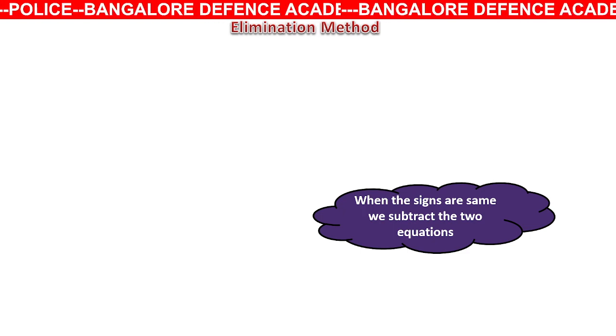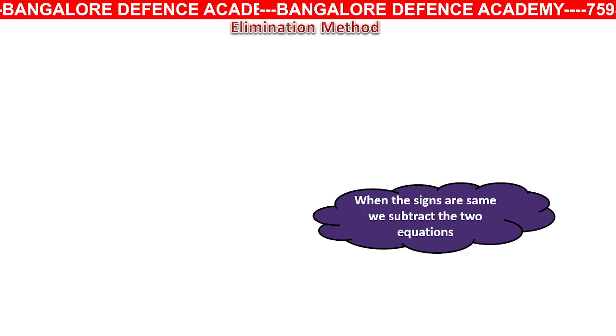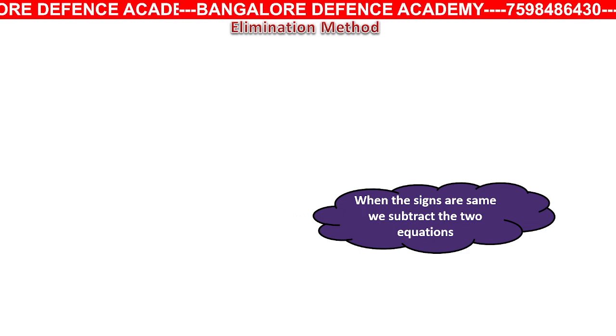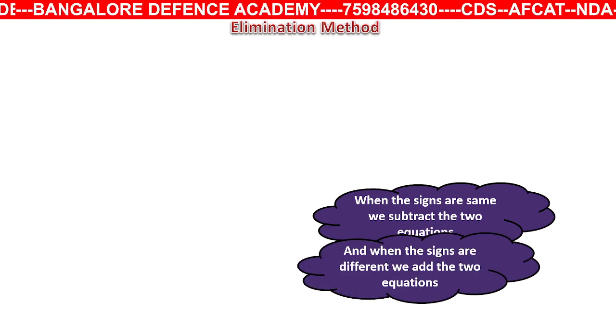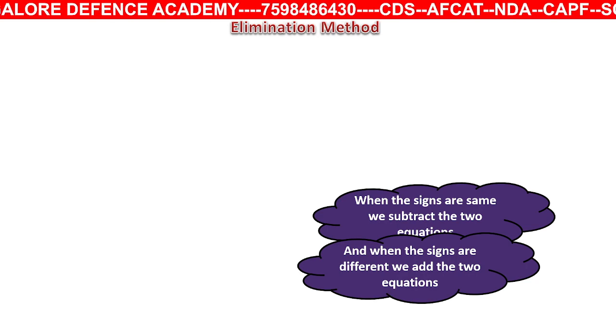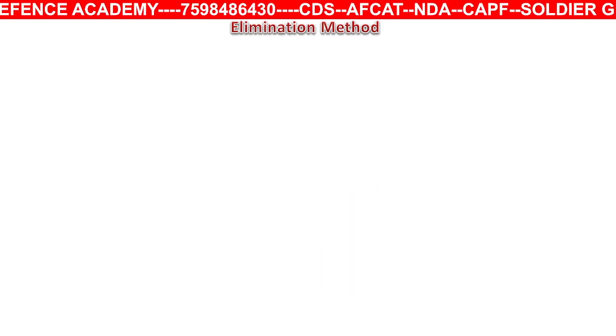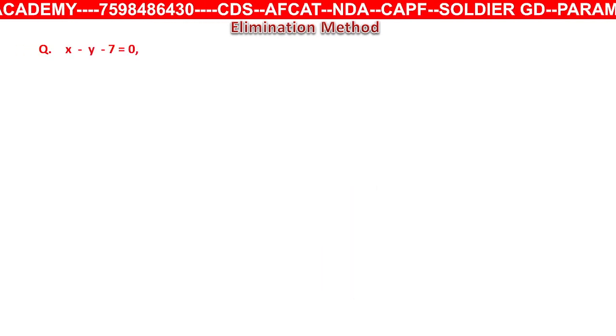When the signs are same, we subtract the two equations. This point you have to keep in mind. When the signs are same, we have to subtract the two equations, and when the signs are different, we have to add the two equations. Now let us look at this question.